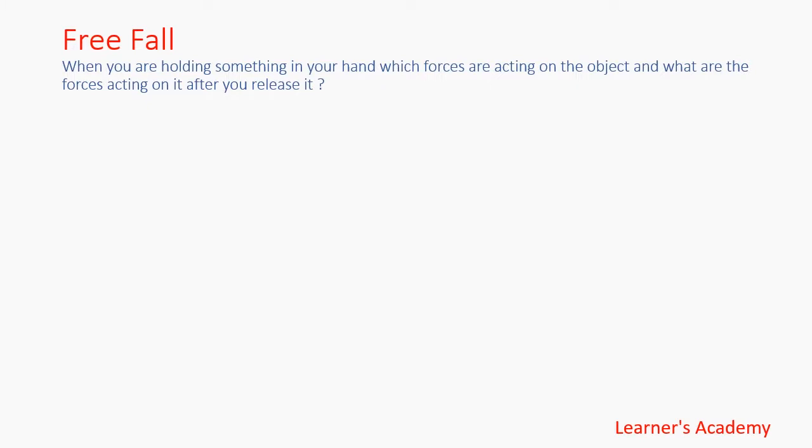Do you know what is a free fall? Free fall is a state. For example, the moon and the artificial satellite that are moving around Earth, they are all under the influence of gravitational force of the Earth. They are all in a state of free fall.